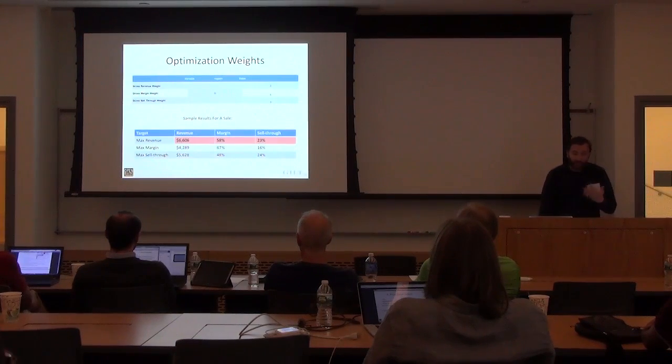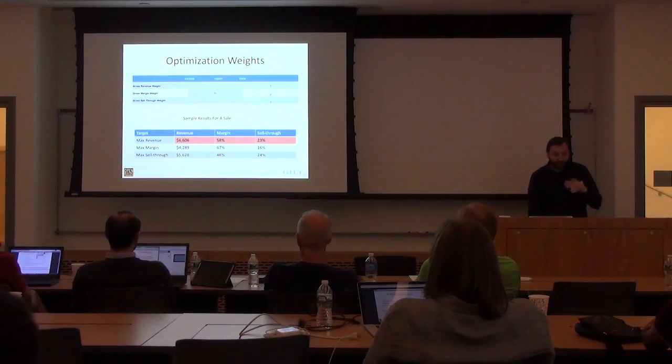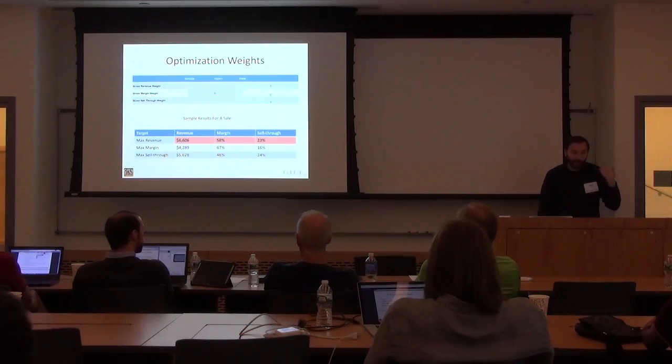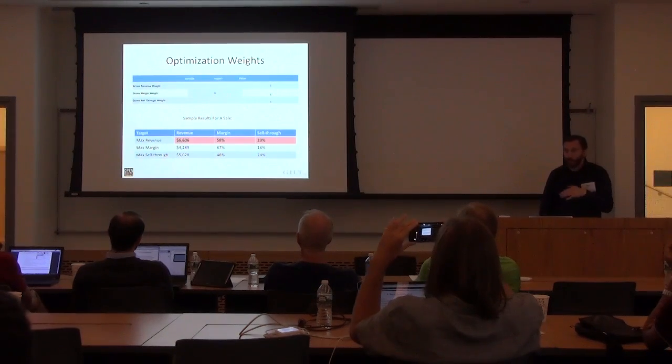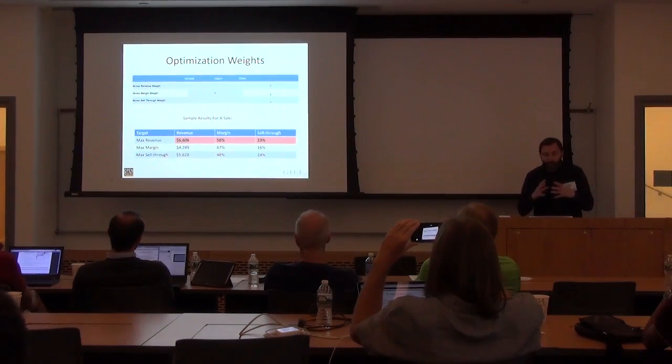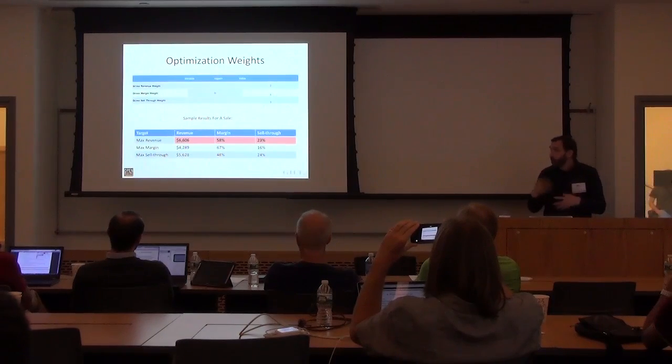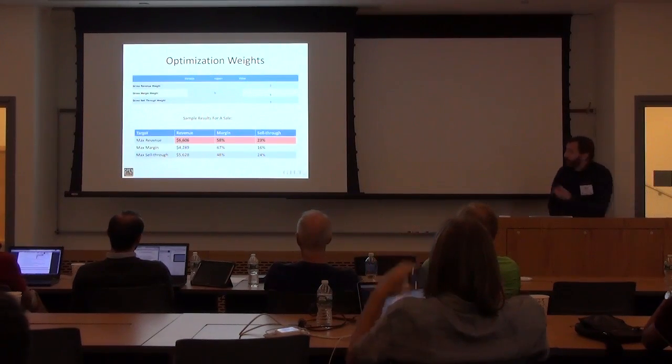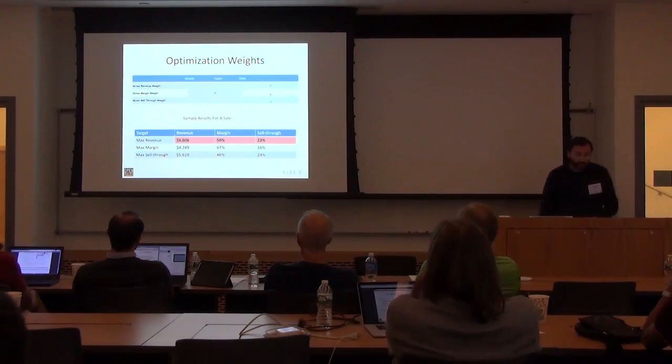Then they provide optimization weights. They say, for this particular sale, I want revenue to count this much, margin this much, and sell-through this much. So this way they can combine priorities. And so here is a sample result for a sale.